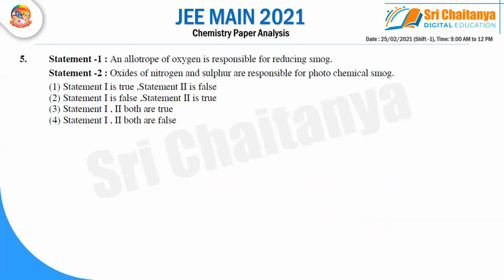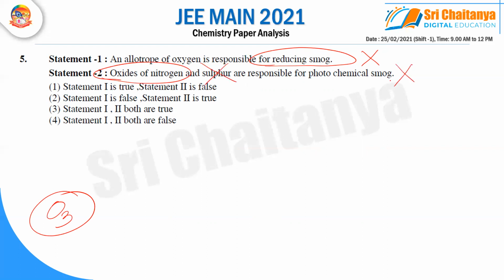Next, we have two statements. An allotrope of oxygen is responsible for reducing smog. No, it is a contributor of smog. O3 is a component of photochemical smog. So the first statement is incorrect. Second, oxides of nitrogen and sulfur are responsible for photochemical smog. It is partially correct as nitrogen oxides do participate, but not sulfur. So the second statement is also incorrect. So we have an option here for both statements incorrect.